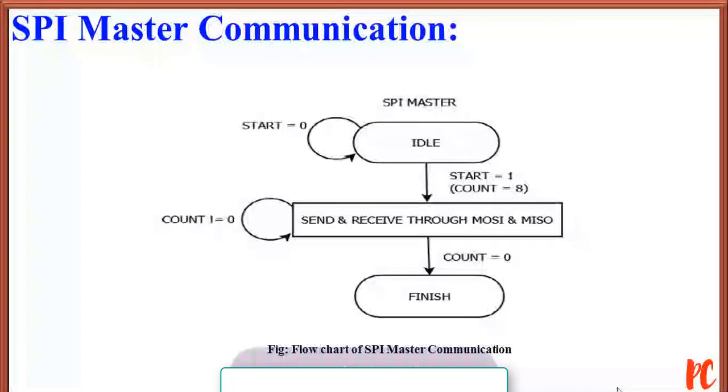So here is an overall SPI master communication flowchart. Initially, we will be at idle state where every parameter will be at reset. Once the start is initiated, a count of pulses in the form of transmission and reception of the MISO and MOSI occurs. This is the state where shift registers can be used. It continues until count is not equal to 0. Once the count gets 0, then it opts for the finished case.